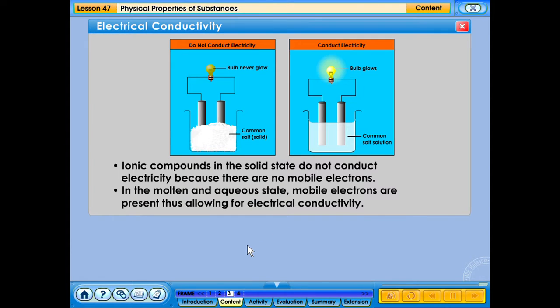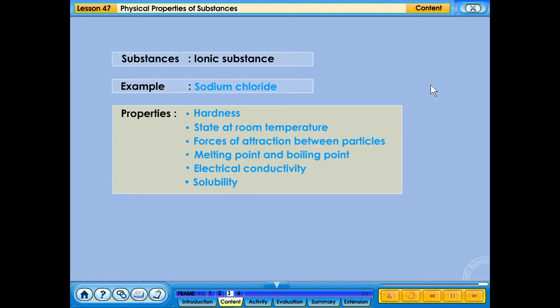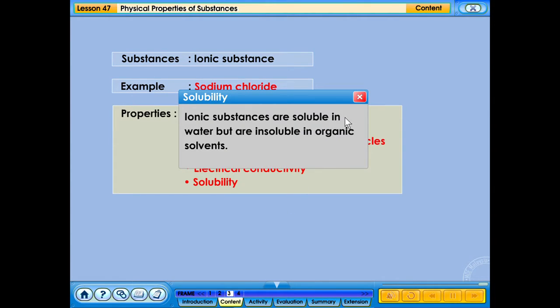Ionic compounds in the solid state do not conduct electricity because there are no mobile ions. In the molten and aqueous state, mobile ions are present, thus allowing for electrical conductivity. Ionic substances are soluble in water but are insoluble in organic solvents.